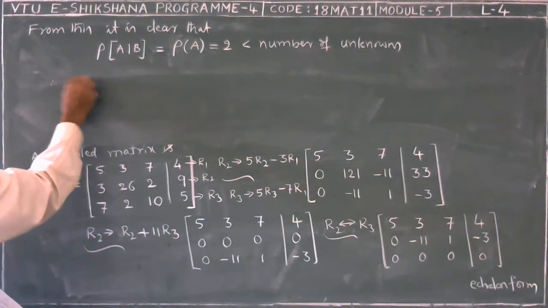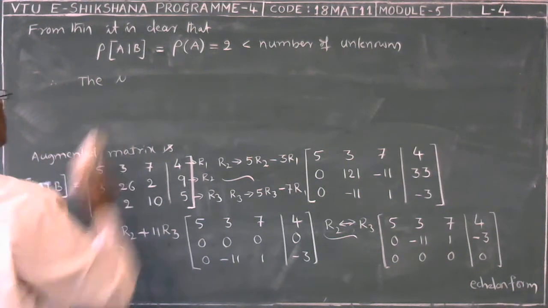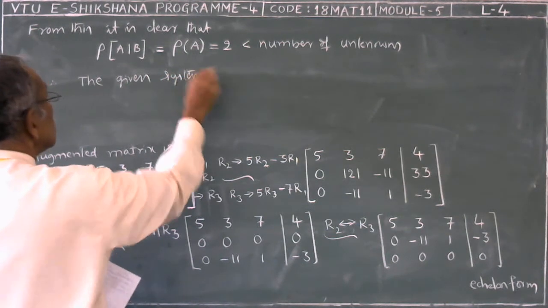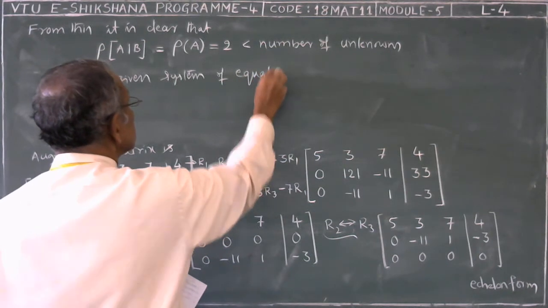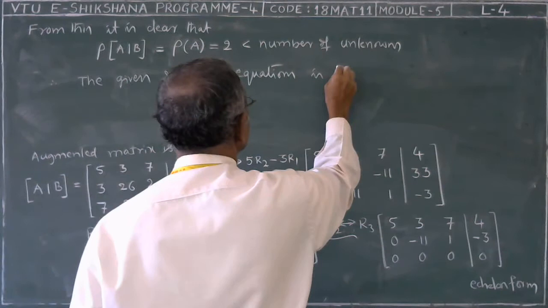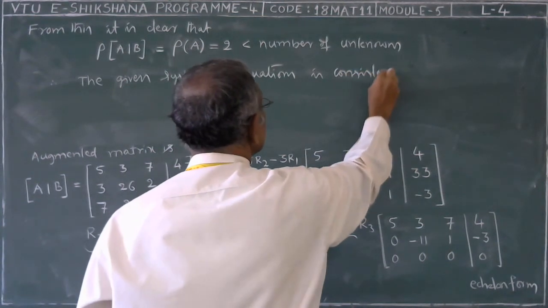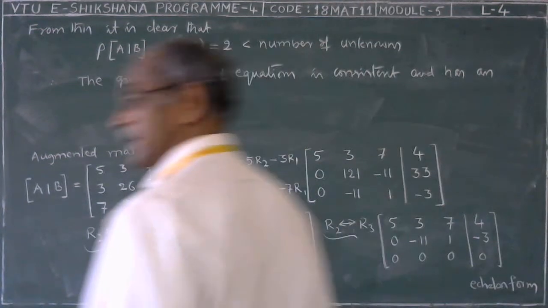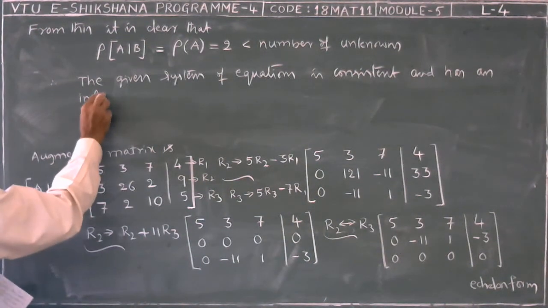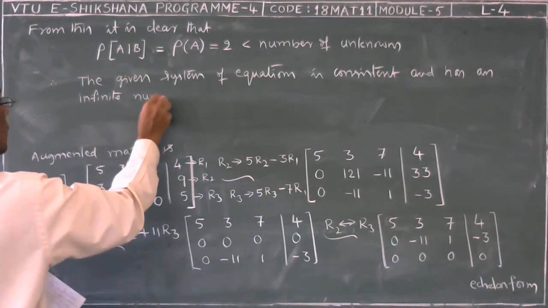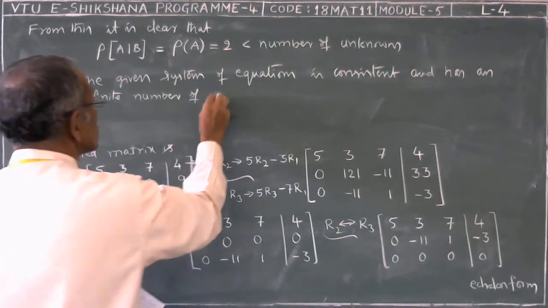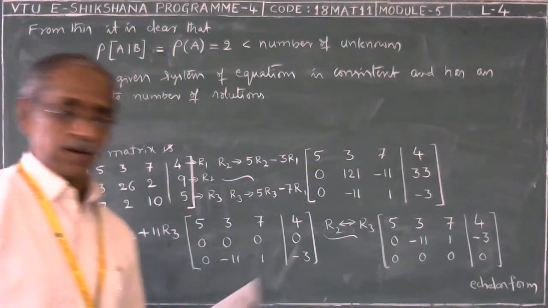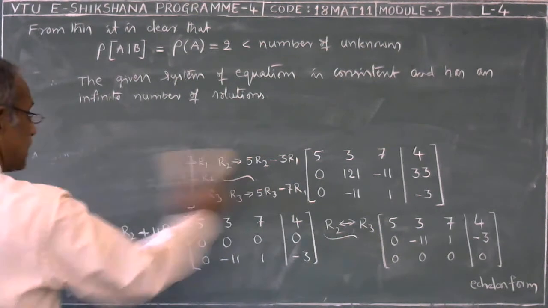Therefore, the given system of equations is consistent and has an infinite number of solutions. So what are those solutions? We have to find them. So now the given system of equations is equivalent to the following.